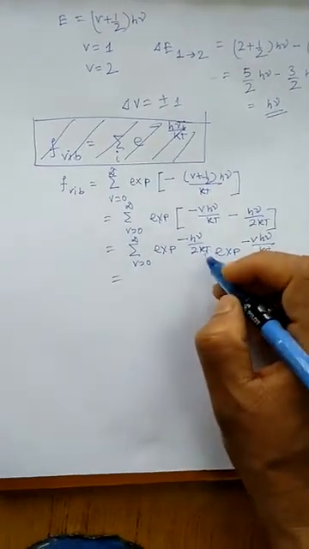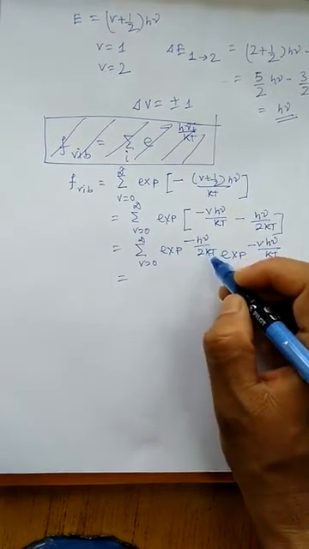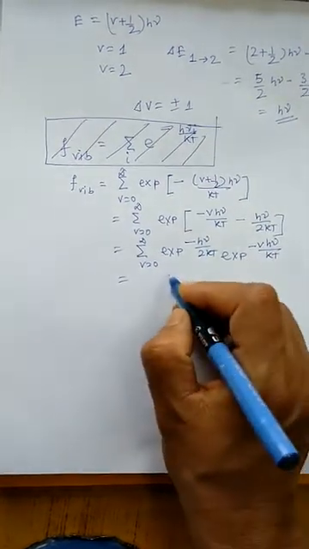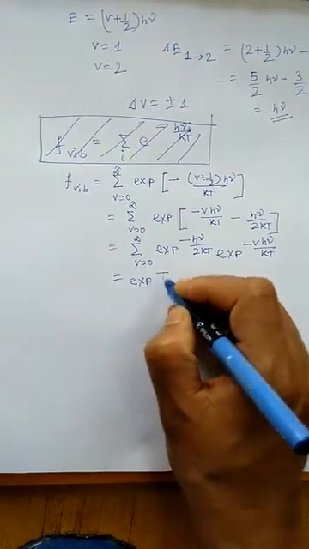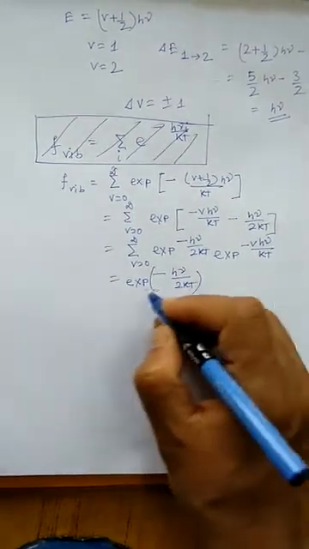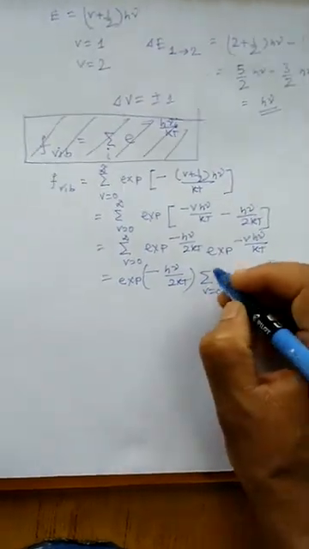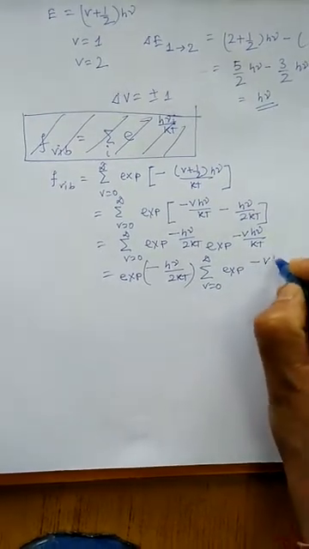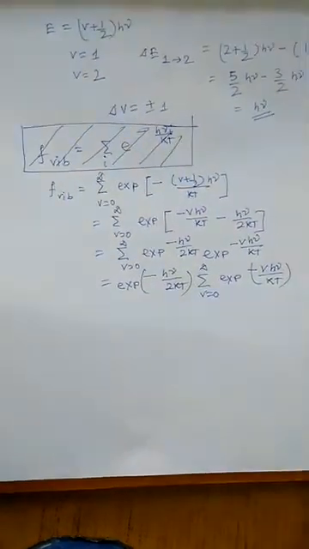Here none of the quantity h nu by 2kT contains the vibrational quantum number, so it is a constant and can come out of the summation sign. So we have exponential minus h nu by 2kT times the summation over v equal to 0 to infinity of exponential minus v h nu by kT. This we have to solve.